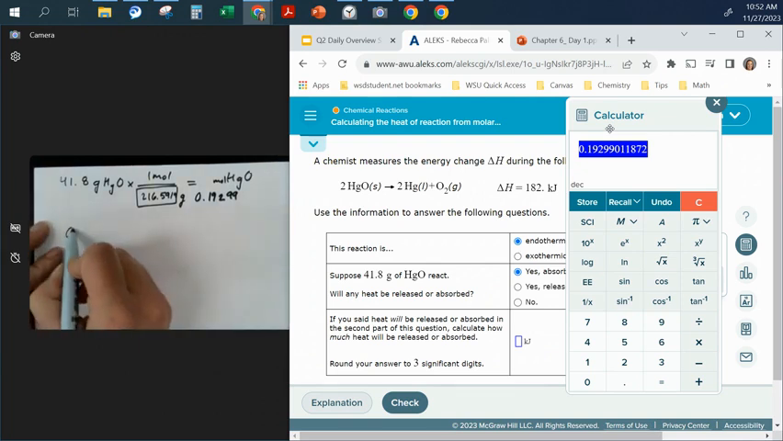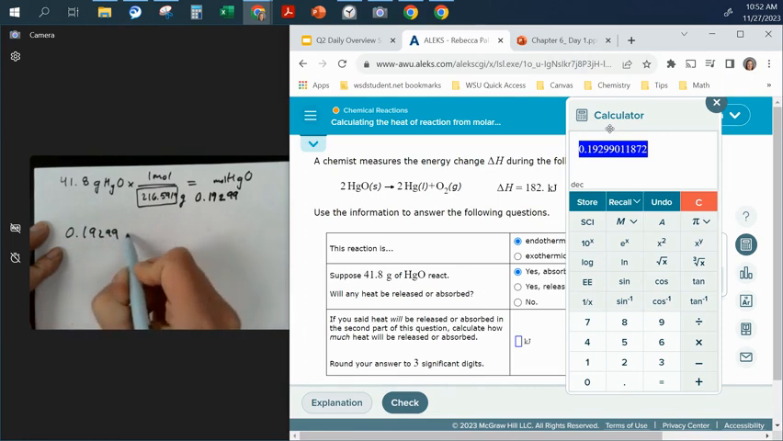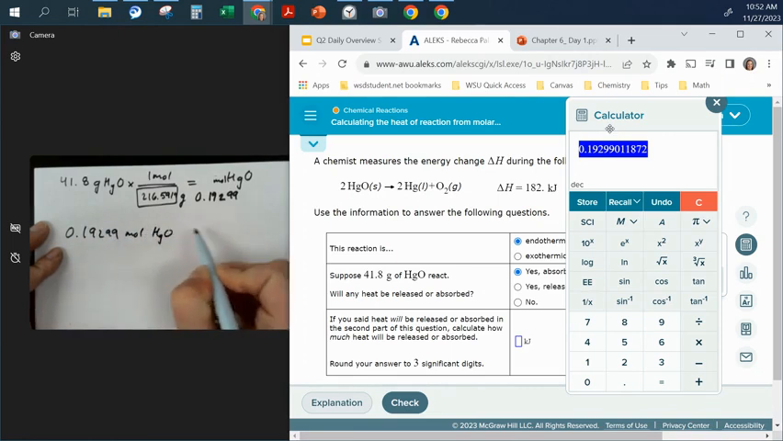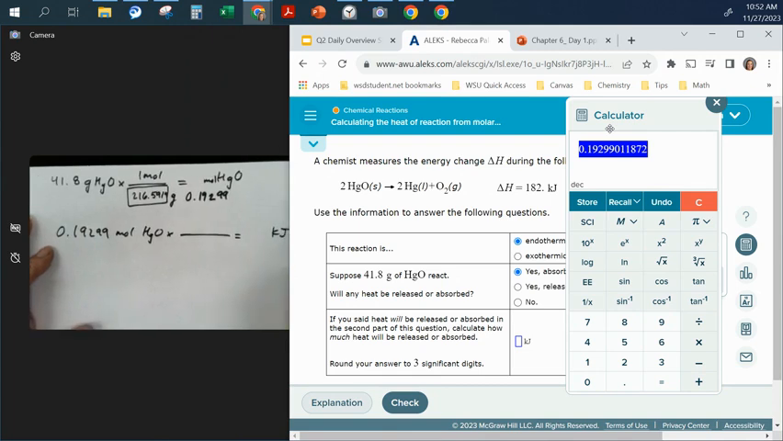Okay, so then let me take that number, 0.019299 moles of mercury oxide, and we need to figure out how many kilojoules is released or absorbed. So because it's endothermic, it's absorbed. And this is saying for every 2 moles of mercury oxide, we put in 182 kilojoules. So I'm going to say for every 2 moles of mercury oxide, and I'm going to put that on the bottom so it cancels, I have to put in 182 kilojoules. So I end up with kilojoules.